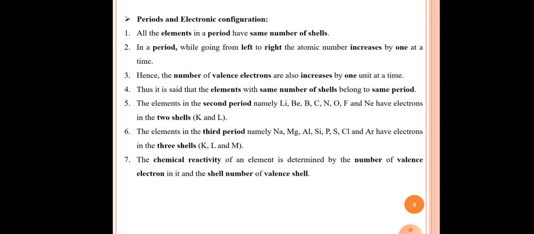The fourth point here is, thus it is said that elements with the same number of shells belong to the same period. Okay, it means that elements with the same number of shells belong to the same period. So this is the indication that those elements which consist of the same number of shells belong to the same period.